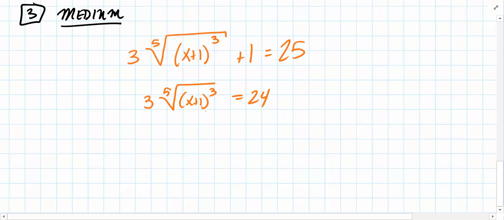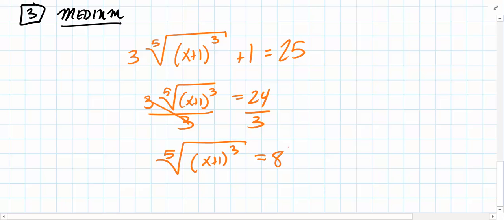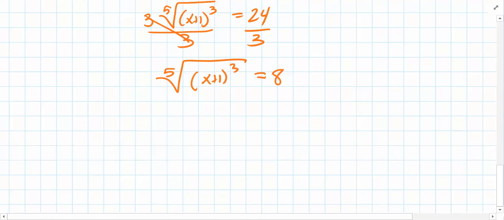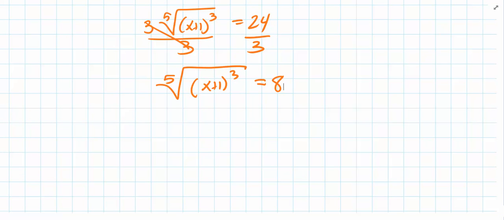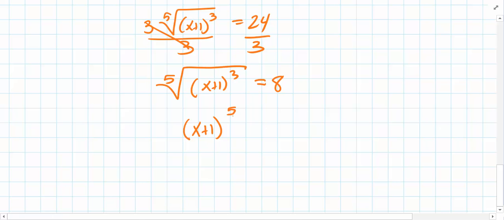Let's divide by 3. Let's divide by 3. So we have the 5th root of x plus 1 cubed is now equal to, was that 8? Okay. So now we get into a more useful form for ourselves. What should I do now? You can make it exponential. Yeah, everybody sees this as x plus 1 to the, what's going to be the root here? 3/5. X plus 1 to the 3/5.